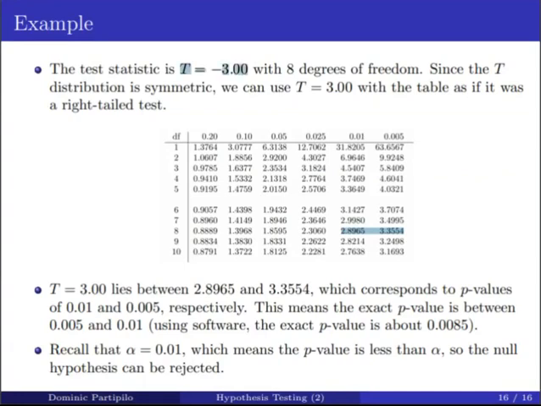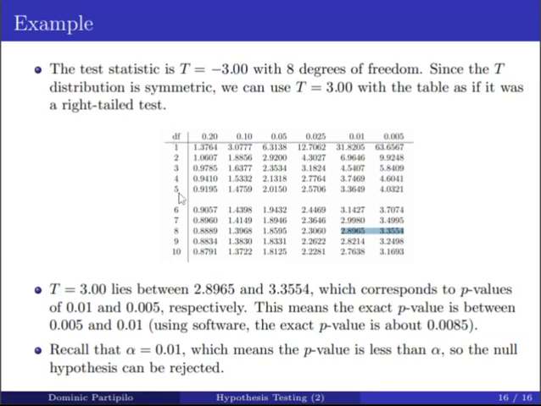So our test statistic was negative 3, and we had 8 degrees of freedom. But the t table only gives us the positive values of t, only the right side of the t distribution. So what we can do is look up t equals positive 3 on the table as if it were a right tail test, and then use the symmetry of the t-distribution to turn this into a negative 3, and the same thing would hold for a left-tailed test, which is what we're doing.